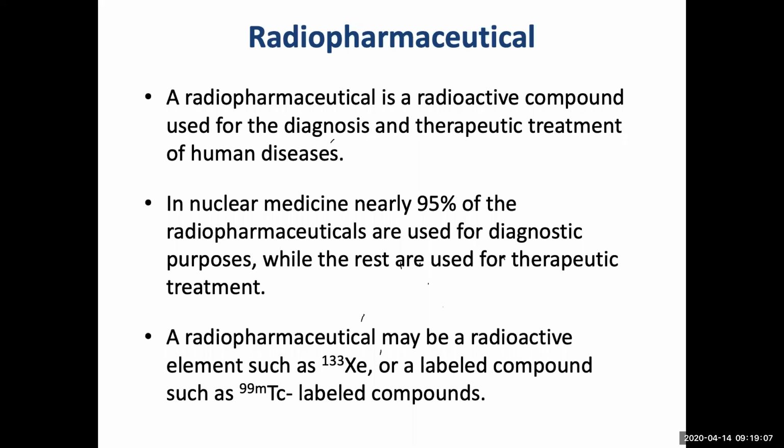A radiopharmaceutical may be a radioactive element such as xenon-133 or iodine-123, meaning the element without any labeling, not attached to any compound. The radioactive element itself is injected into the patient. Or we can have a labeled compound, such as technetium-labeled compounds: technetium with MDP for bone, technetium with DTPA for renal. So we attach a compound to the radioactive nuclide for nuclear medicine imaging.